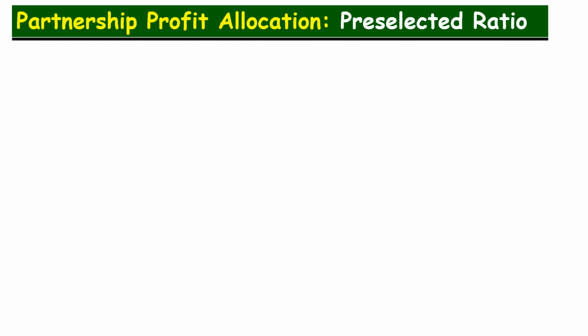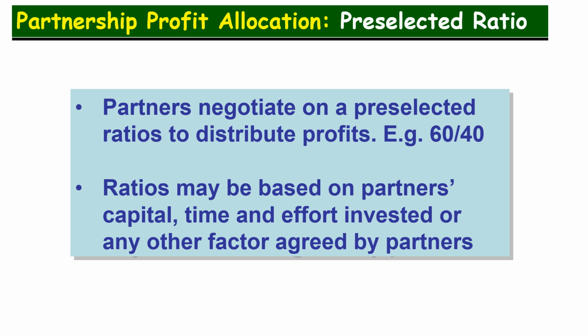First, the pre-selected ratios. Now, partners negotiate on pre-selected ratios to distribute the profit. So they can split the profit equally, 50-50, 60-40, 70-30, or any combination of that. Now, these ratios are based on the partner's capital, time, and effort invested in the business. Or they can be any other factor agreed upon. For example, it could be based on the skills of each partner.